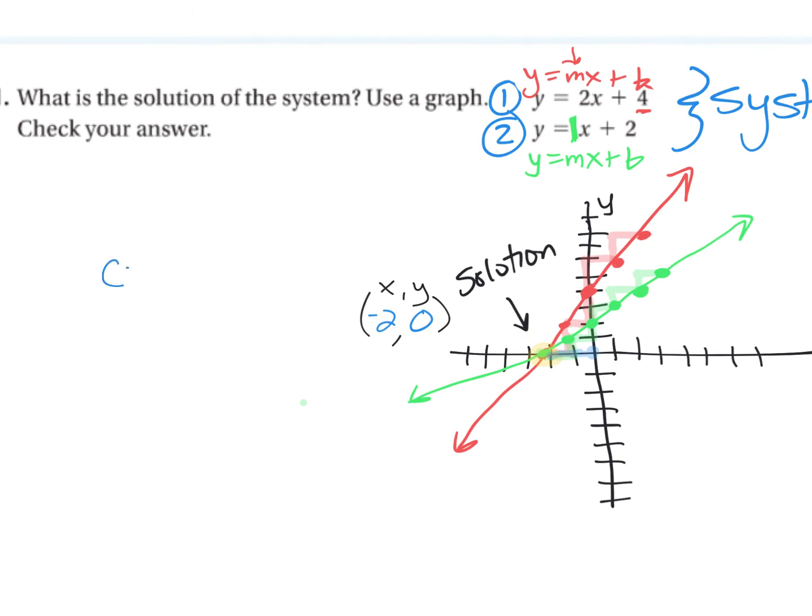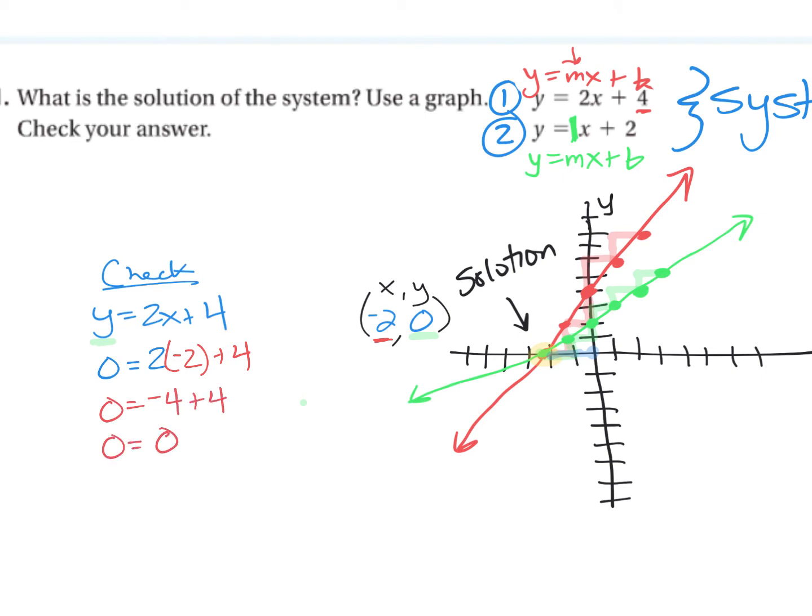And guys, remember, we can always check this. I'll go back to the original equations. This is the first equation. Where I see y, I'll plug in 0. Where I see x, I'm going to plug in -2. Simplify this. 2 times -2 is -4. -4 and 4 is 0. That balances out. That's good.